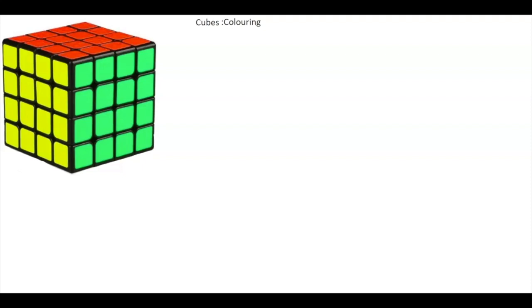Hello everyone. In this video we would be talking about cubes, and the concept we would be talking about is coloring of cubes. For that I have taken a 4x4 cube, which is colored with red, green and yellow on two sides each, and they are the opposite sides.